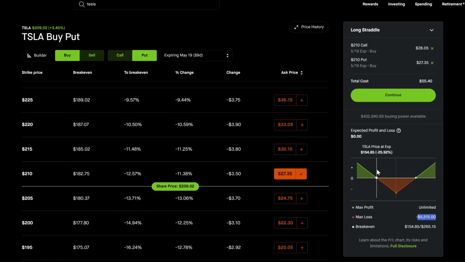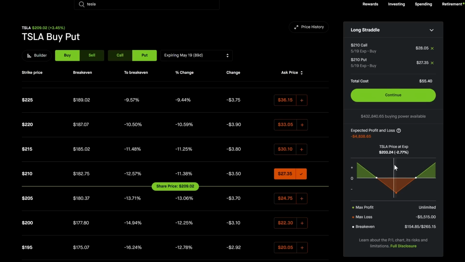However, check it out. Your break even on the bottom is 154. Can Tesla go below 154? Well, we really don't know. We've seen this stock do crazier things. Now on the upside, 265, can it go higher than 265? You're going to start profiting. Can that happen? Well, we also don't know. This stock is very crazy. So it can go either way.